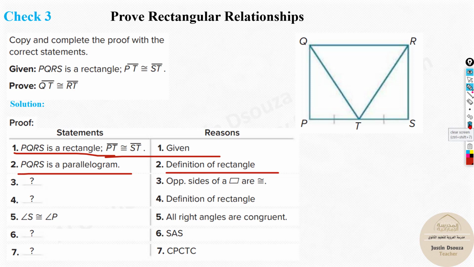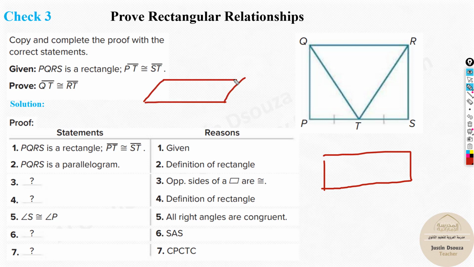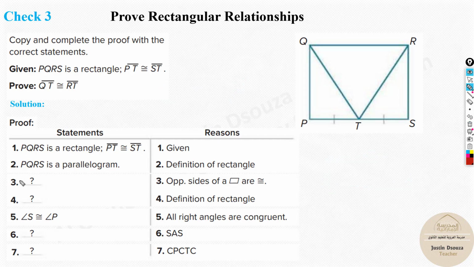All rectangles are parallelograms, but not all parallelograms are rectangles. If you're wondering why all rectangles are parallelograms, it's because a rectangle obeys the laws of a parallelogram. But not all parallelograms are rectangles, because you can be a parallelogram without being 90 degrees. Now the third one, an unknown statement, but they have told us opposite sides of a parallelogram are congruent.